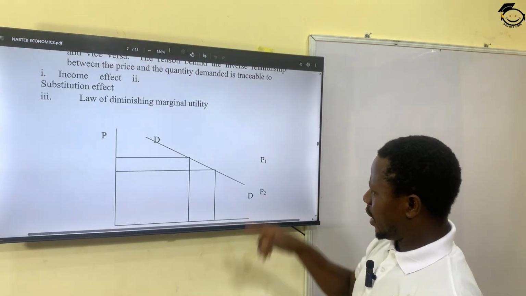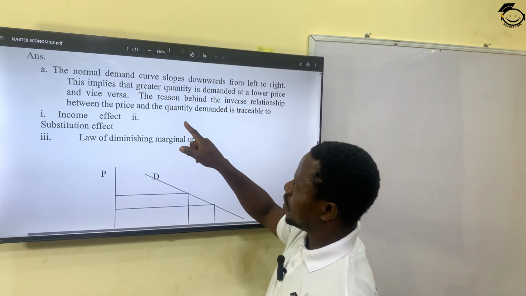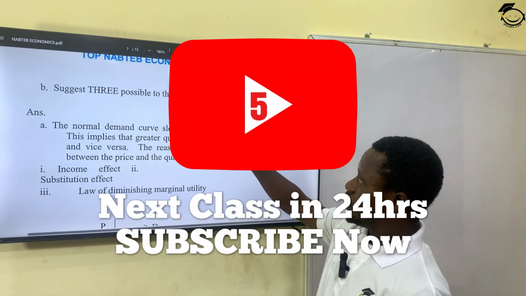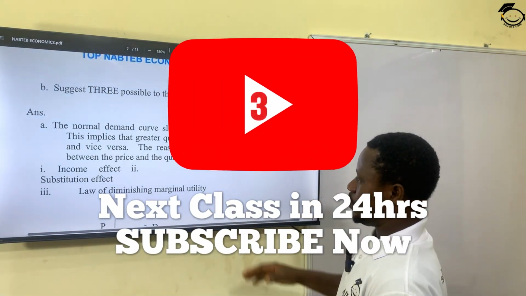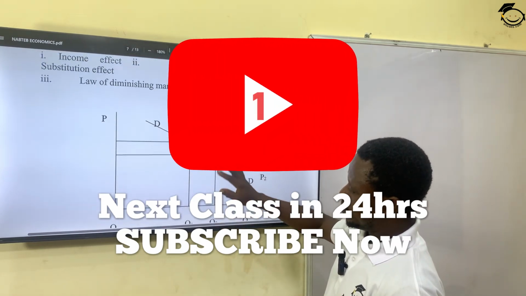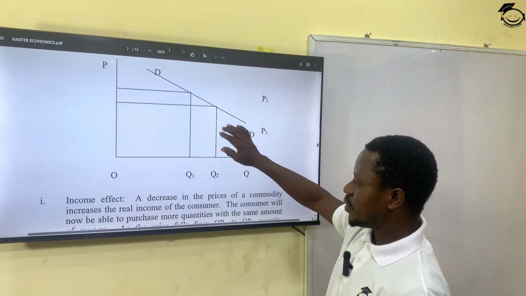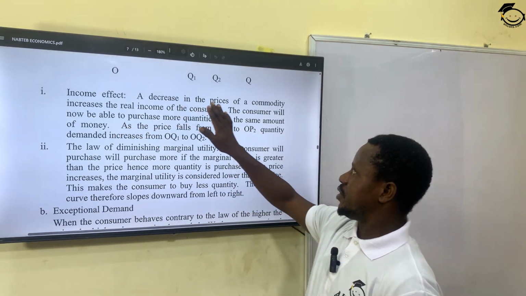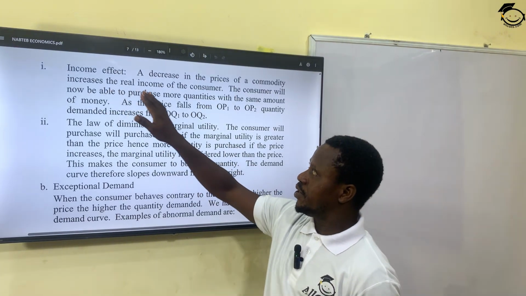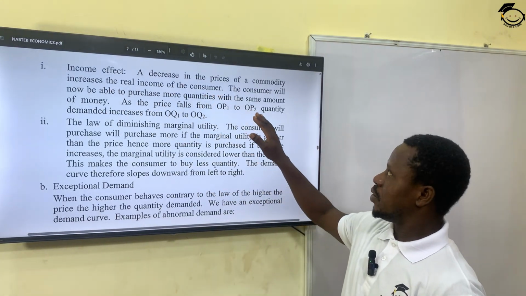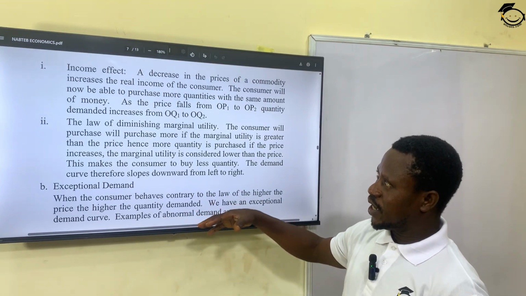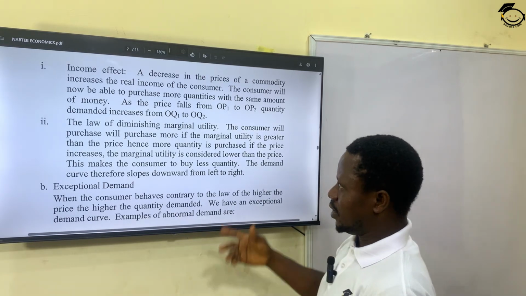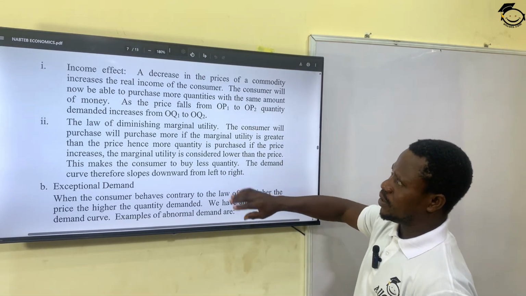Okay, I think there was another question up there. The answer to A, yes. Suggest three possibilities to this rule. That's what we just did, the three possibilities. Let's look at the three I just mentioned. The income effect: a decrease in the price of a commodity increases the real income of the consumer. When the price is going down, it means your income has increased, so you can buy more and more of it, like I explained earlier.